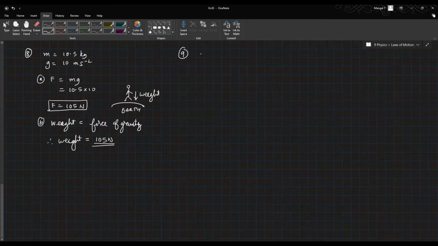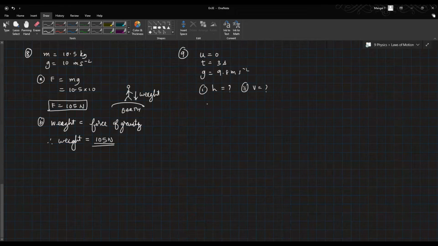The ball is released. u is 0. And it reaches the ground in 3 seconds. So time is 3 seconds, and gravity is 9.8 meter per second squared. They are asking us to calculate the height and the final velocity.